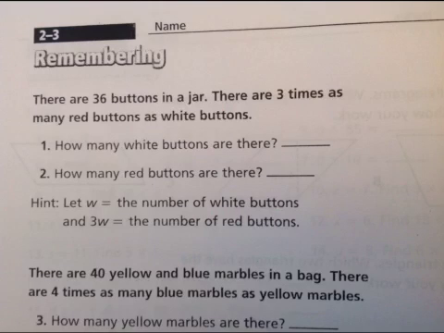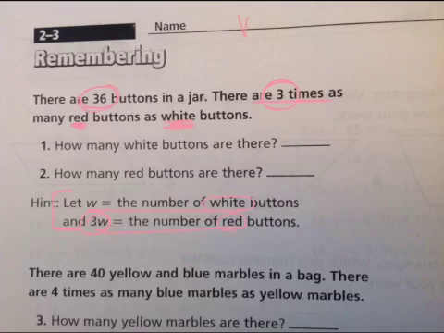On the remembering side, these are those terrible problems we had such a hard time with last unit where we're making algebraic chains. It tells us that there are 36 buttons in a jar. We know that there are 3 times as many red as there are white, which means there are more red. They give you this nice hint here where they say W is the number of white buttons. 3W is the number of red buttons because there are 3 times as many.